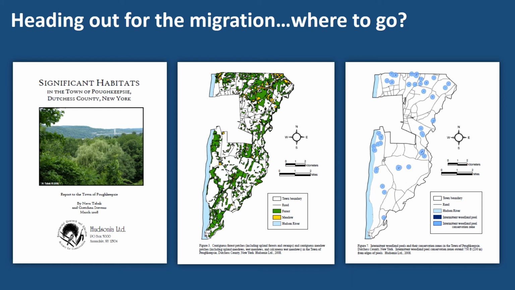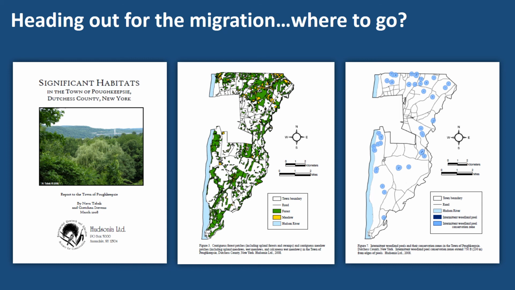And so the map in the center, all the green areas show where there's forest, in this case in the town of Poughkeepsie. And the map on the right shows where there are intermittent woodland pools, as they call them, with a little conservation zone around them. So those blue circular areas show you where those locations are, and the bullseye is actually the pool.